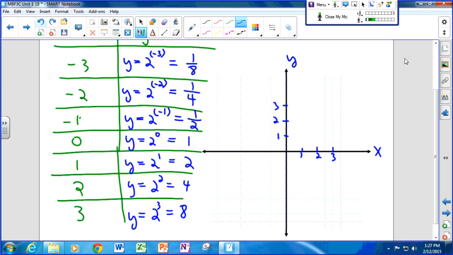Now, I could have used 3 squares per unit, but then that's a little awkward to graph on because I have multiples of fractions of 2 in my data, so that's a little more awkward. All right, so let's try graphing this thing. So when x is 0, y is equal to 1. So there's a point right there.